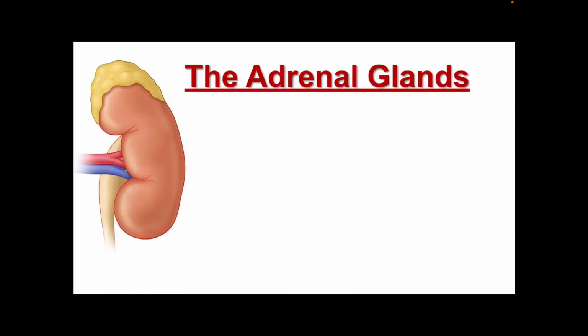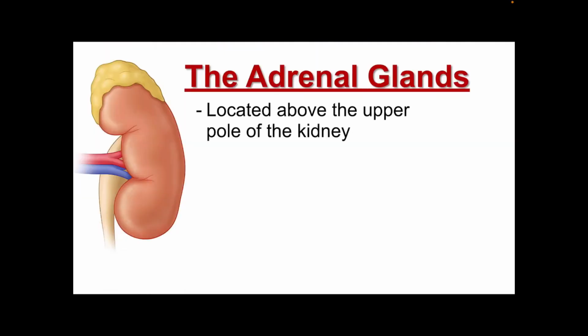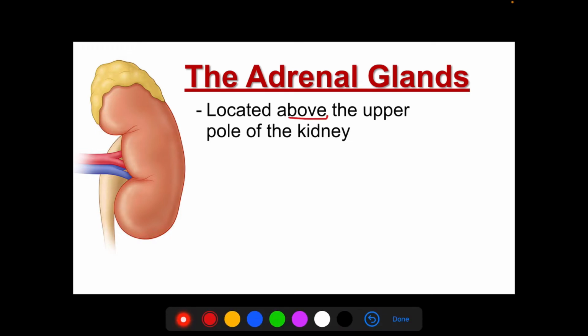Your adrenal glands are located on top of, or above, the upper pole of the kidneys. They are attached to the upper pole of the kidneys, which is why they are also known as your suprarenal glands. Suprarenal because they are attached to the upper portion of your kidneys. In short, they are located superior to your kidneys.